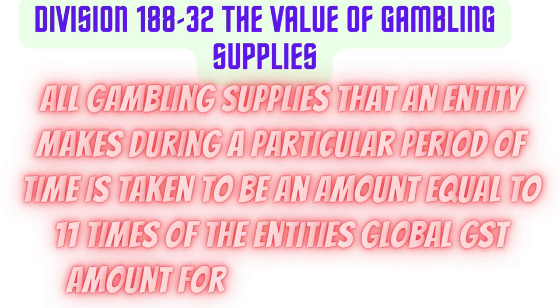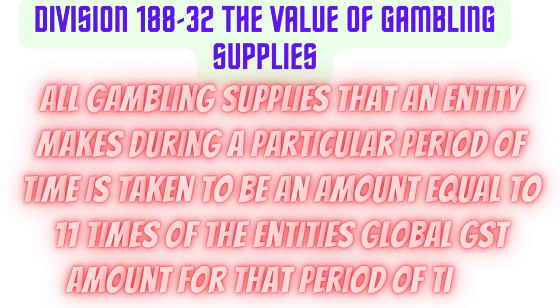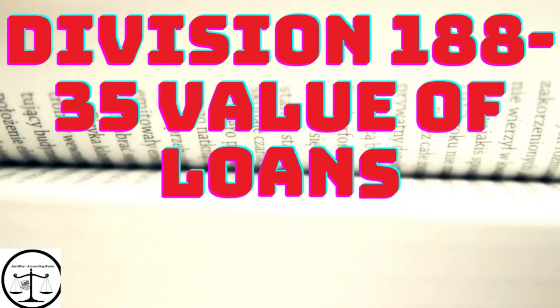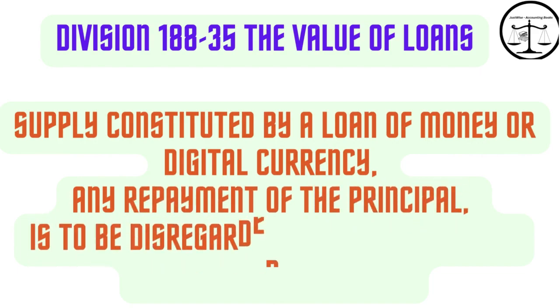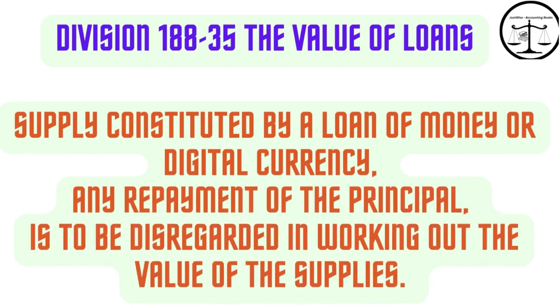Let's have a look at Division 188-35, namely the value of loans. Any supply constituted by a loan of money or digital currency, any repayment of the principal, is to be disregarded in working out the value of the supplies.